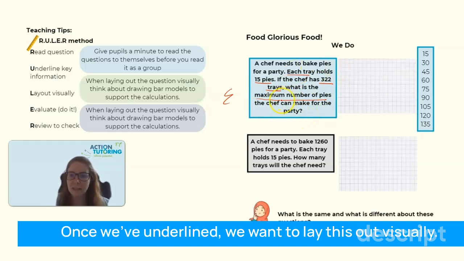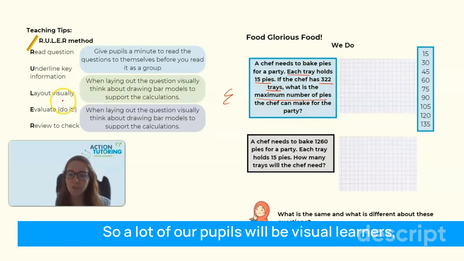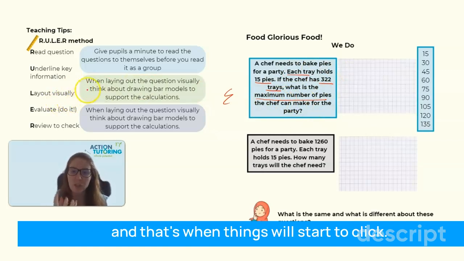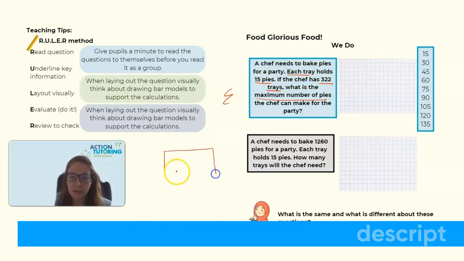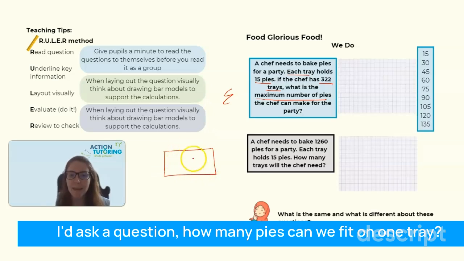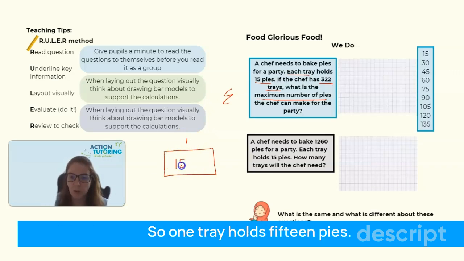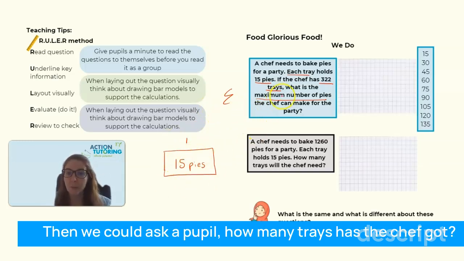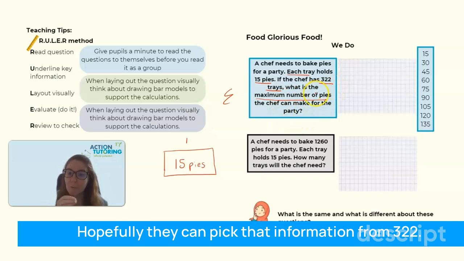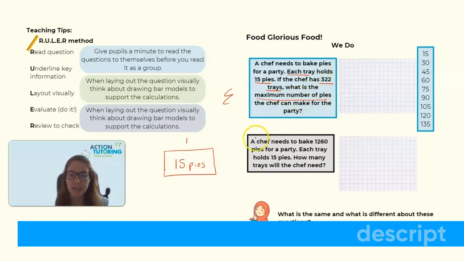Once we've underlined, we want to lay this out visually. A lot of our pupils will be visual learners, and that's when things will start to click. What I would do here is, each tray holds 15 pies, so I would go, right, here's a tray. I'd ask a question: how many pies can we fit on one tray? 15. So one tray holds 15 pies. Notice the repetition of that key piece of information. Then we could ask a pupil, how many trays has the chef got? Hopefully they can pick that information from the text and go 322.